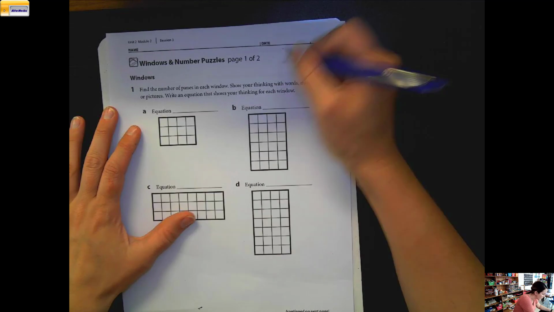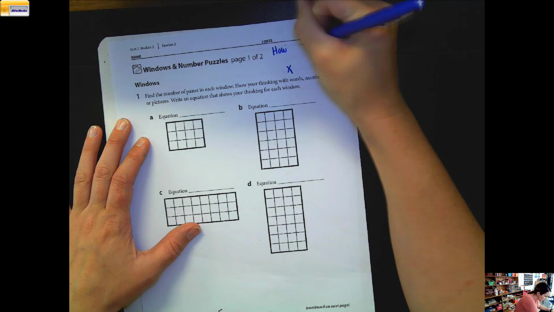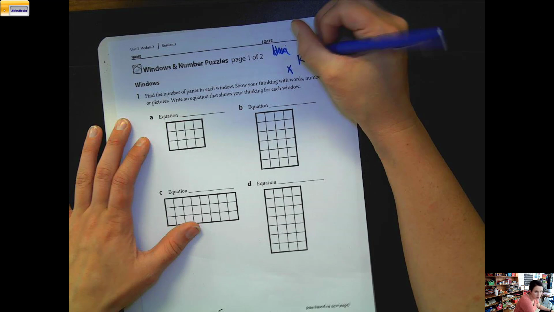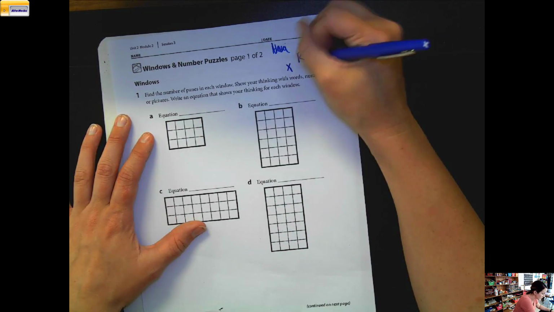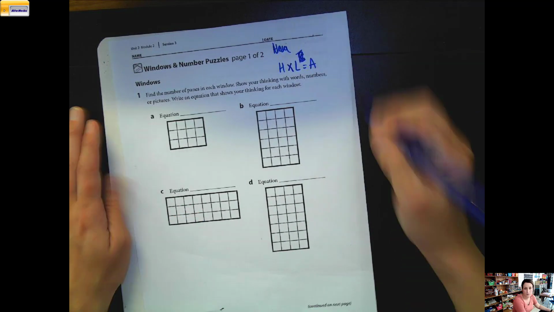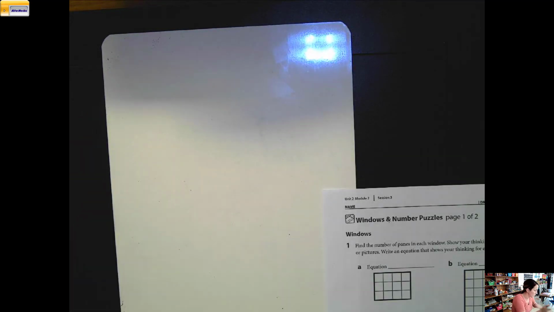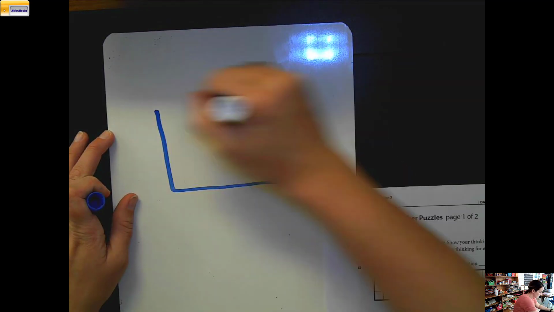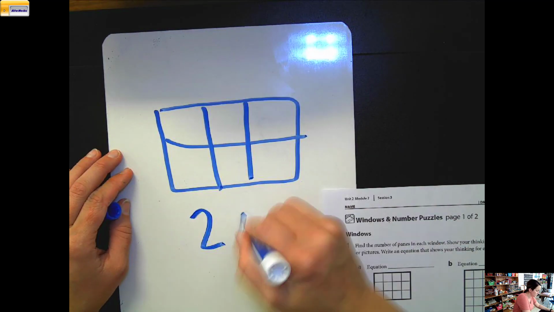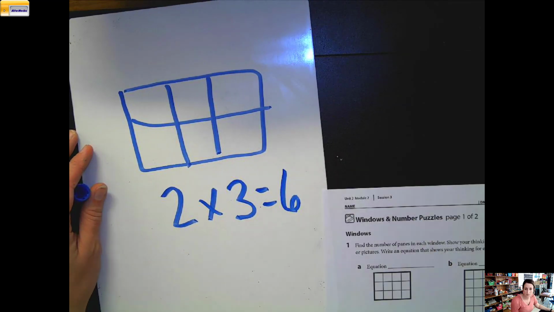So I should point out, they want a multiplication equation. They want to know how many rows, I just put rows, times how many are in each row. So it's kind of like what we're doing in number corner, where you're doing the height times the length. And they want to know the answer. So you need to do that for each one. So to give you an example, if there was one that looked like this, the equation for this would be 2, because it goes up 2, times 3 equals 1, 2, 3, 4, 5, 6.